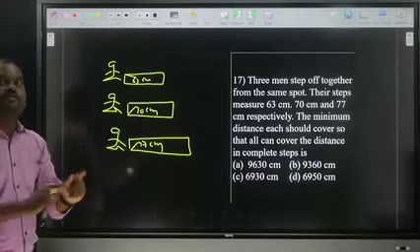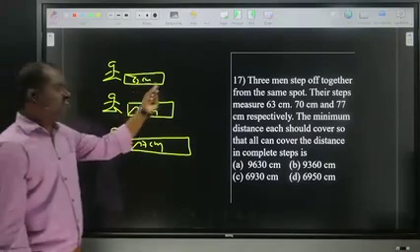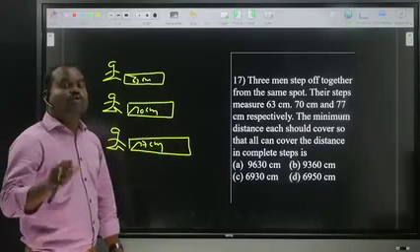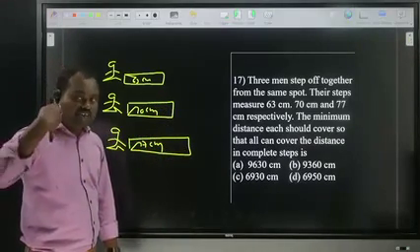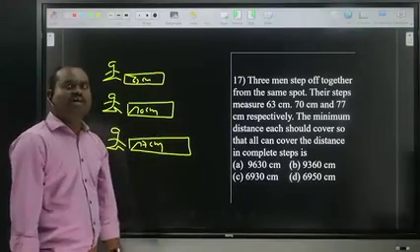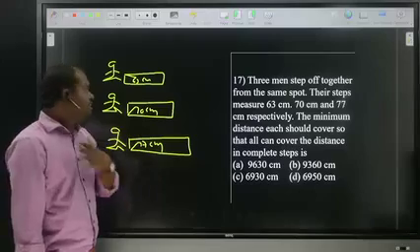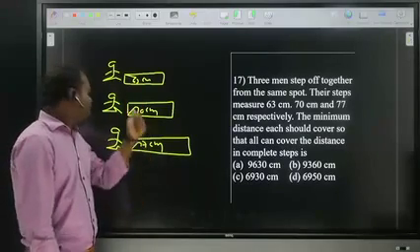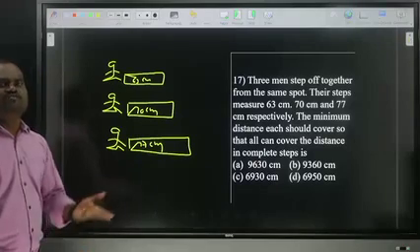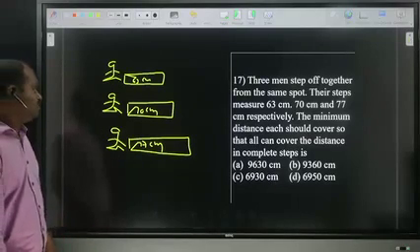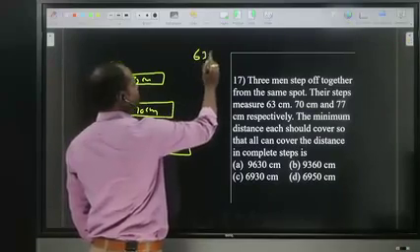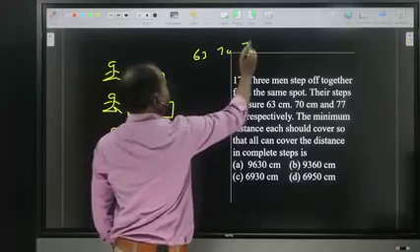after the first step, they will be at different positions. He was at 63, he was at 70, he was at 77, so all are at different positions. The question asks after what minimum distance they will get to the same spot. That means that number we have to get in the 63 table, in the 70 table, and in the 77 table. So just find the LCM of 63, 70, 77. By looking you will get a clear idea.